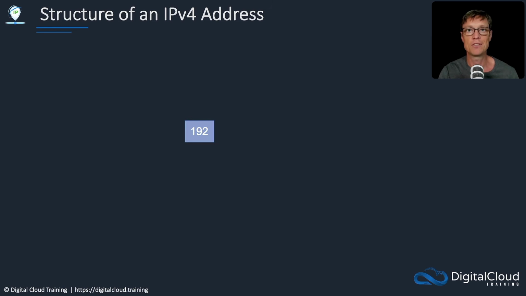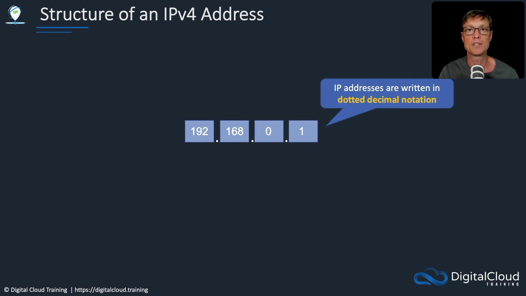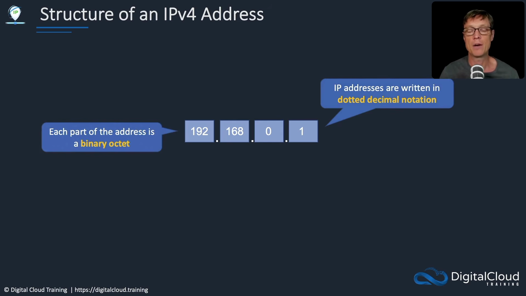Now, you've very likely seen IP addresses. We've already worked with them in this course. So an IP address might look like this: 192.168.0.1. This is known as dotted decimal notation, and it's a simple way of actually representing an IP address. Now, each of these parts between the dots is actually a binary octet, so that's where things get a little bit more complex, but you do need to know this.